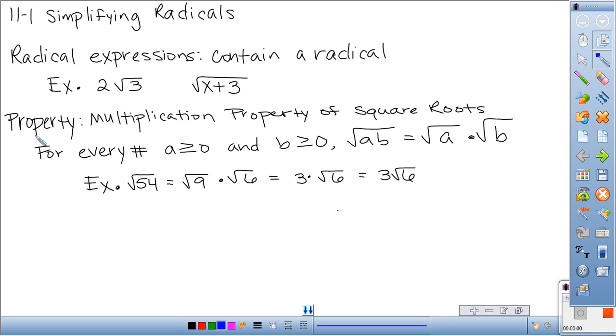We also have two properties we'll be dealing with in this lesson. The first one is the multiplication property of square roots. And it says, for every number a greater than or equal to 0 and b greater than or equal to 0, the square root of a times b is the square root of a times the square root of b. For example, if you have the square root of 54, you could break it down to be the square root of 9 times the square root of 6, since the square root of 9 times the square root of 6 is the square root of 54.